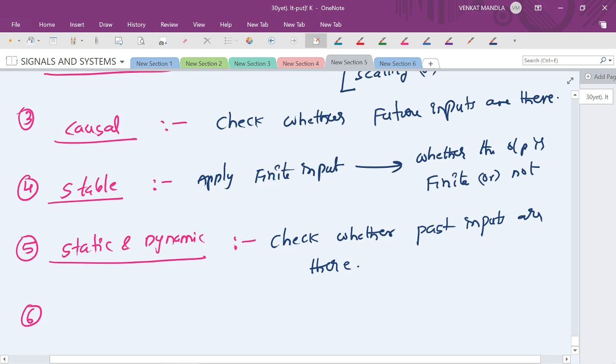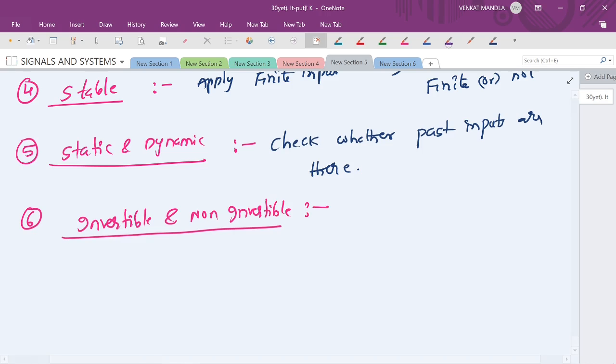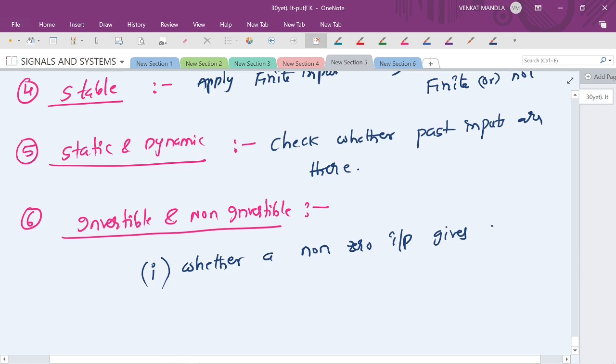Six, invertible and non-invertible. These two conditions. We need to check two conditions. First one is whether a non-zero input gives zero output. This we have to check.